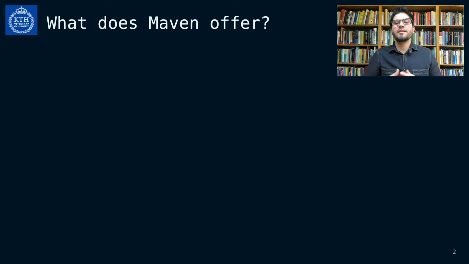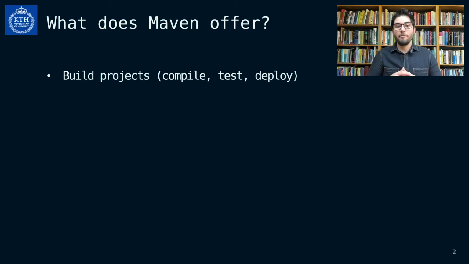Using the Maven dependency management tool has several benefits for developers. The main task of Maven is to build Java projects. This process is divided into several phases, which includes the compilation of the source code, the execution of the test suite, and the deployment of the compiled artifact to some external repository.